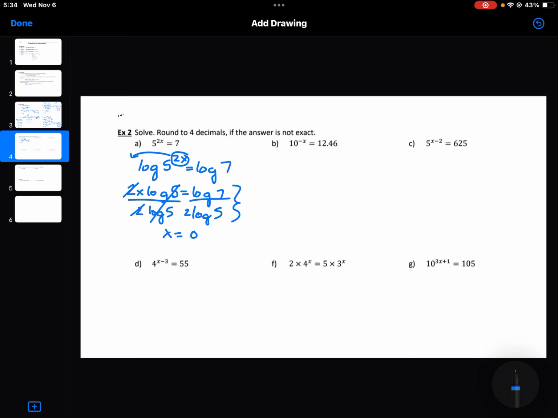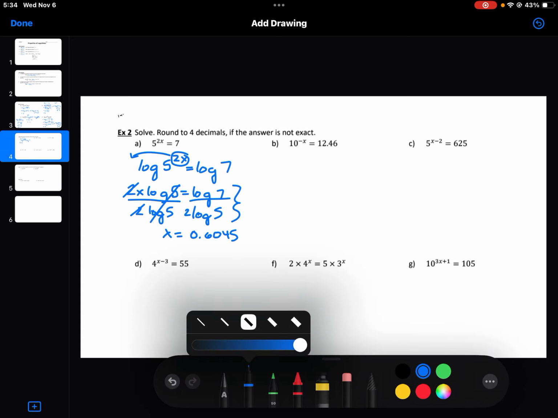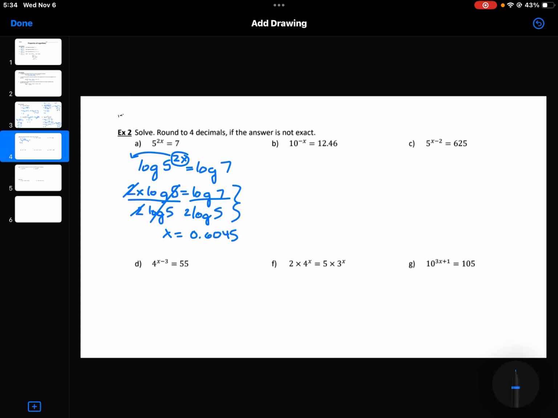And you should get 0.6045. Let's try another one. So I'm going to take the log of both sides.